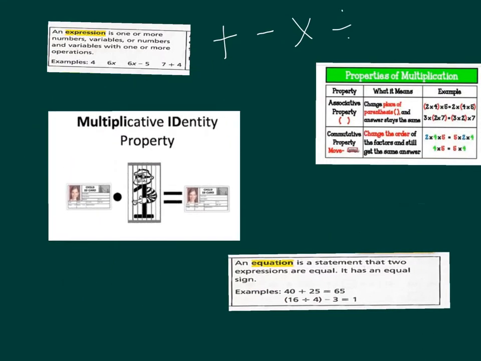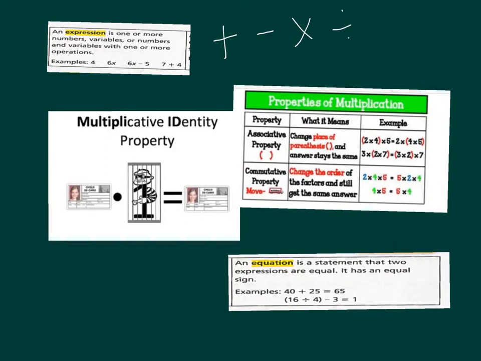And just a reminder of the properties of multiplication. When you have parentheses, the associative property is really that it doesn't matter where you put the parentheses, the answer will always stay the same. And the commutative property means you move things around. If you change the order of the factors, you'll still get the same answer, okay?